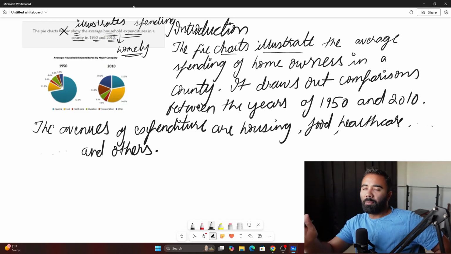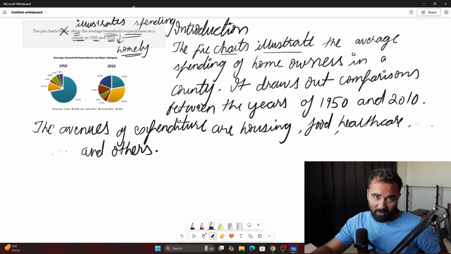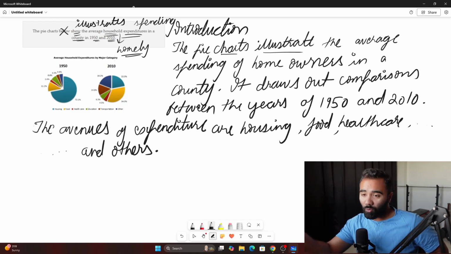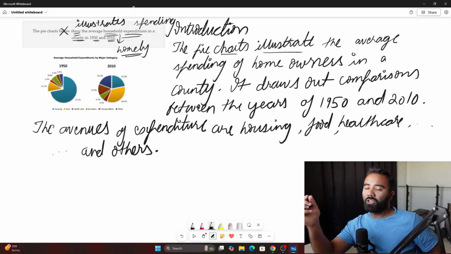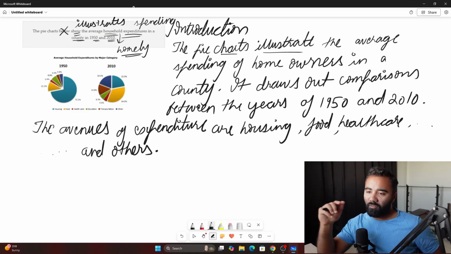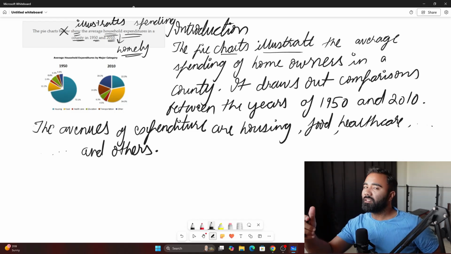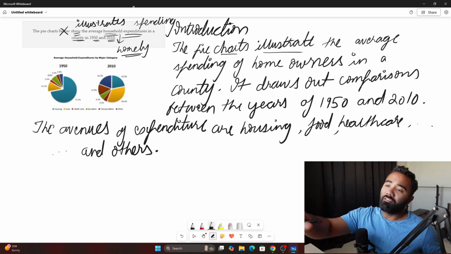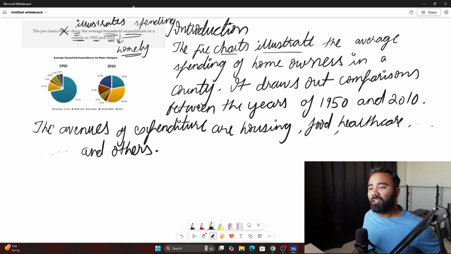I've simply just paraphrased the question statement. I've written about the time frame, and I've written down the categories. Okay, you can do this regardless of the kind of the graph you get. You can write the units, that the units are measured in dollars, pounds, rupees. The categories involved are housing, food. These are the type of sentences that you can include when the given question statement is not long enough to satisfy the word count, that is 150.